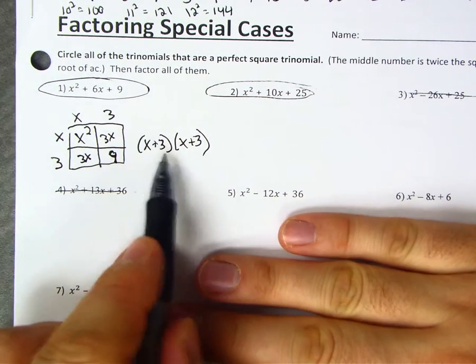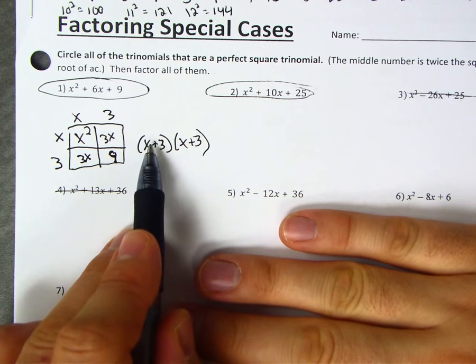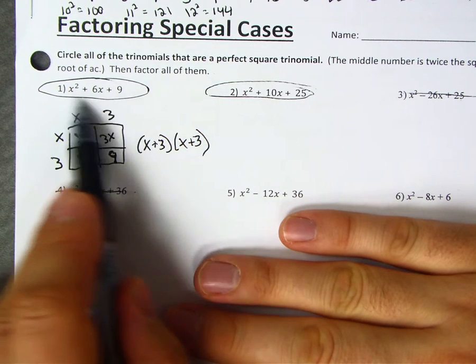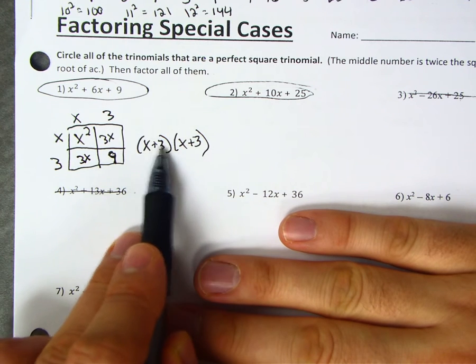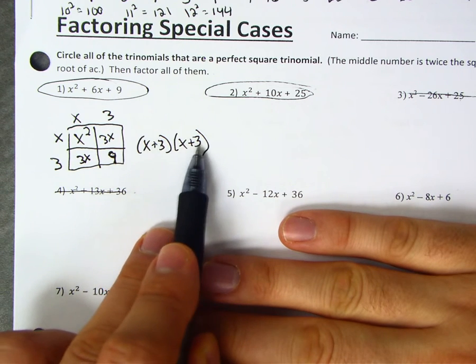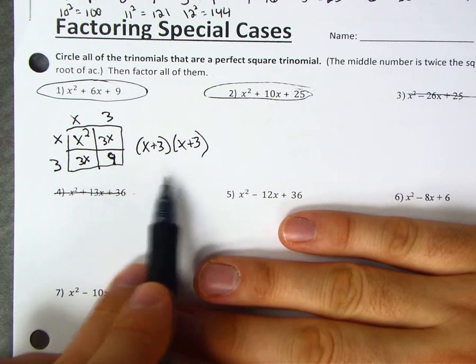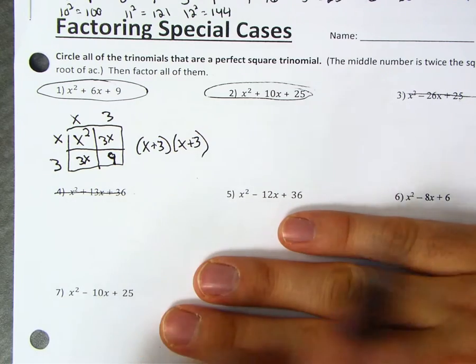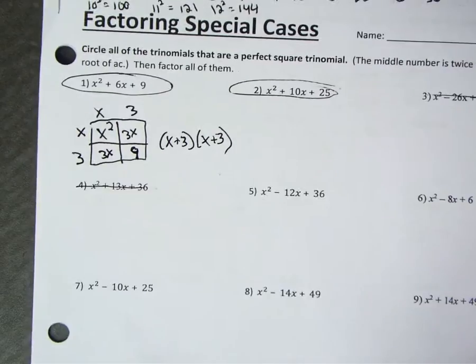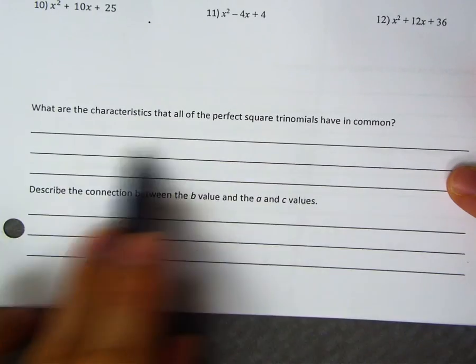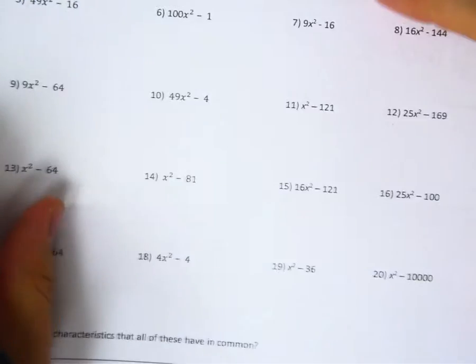And then this would factor to give you x plus 3 times x plus 3. Alright? This is going to give you a perfect square trinomial, x squared plus 6x plus 9, because it's x plus 3 times x plus 3. If we had x plus 4 times x plus 4, that will also give you a perfect square trinomial. Alright? So that's the perfect square ones. Finish that up, and then I want you to answer these two questions at the bottom. But we are going to talk about the back for a minute as well.